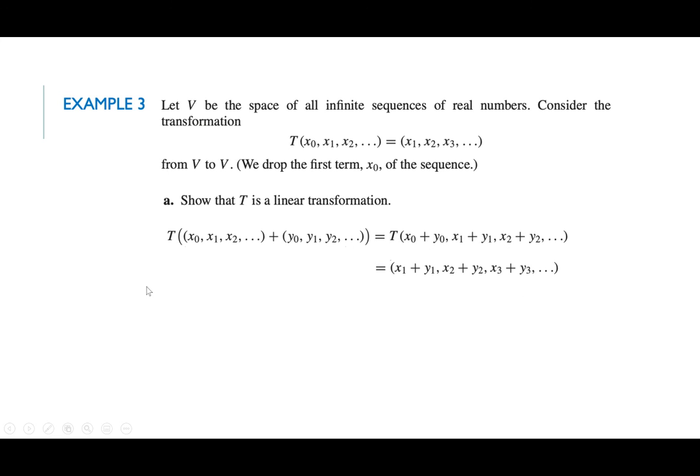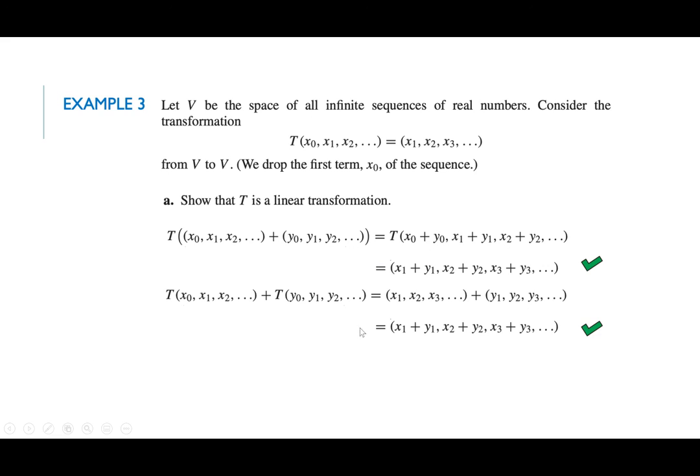Now let's check the sum of the transformations. So transforming x0, x1, and so forth, plus the transformation of y0, y1, and so forth. Chop off the x0, chop off the y0. This is what we get. Add them together, and we get exactly the same thing as before. And not just because I copied and pasted them, but because it's true. They are the same. Now we have to check that scalar multiplication does what we want. That's actually part of your pre-assignment. But I trust you. You can do this.